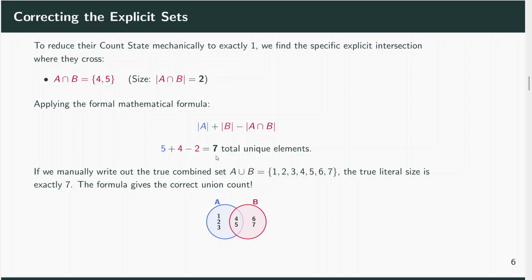5 plus 4 is 9. 9 minus 2 is 7. 7. That is our answer. But let us not just trust the arithmetic. Let us verify it by listing every element in the union of A and B ourselves, by hand.